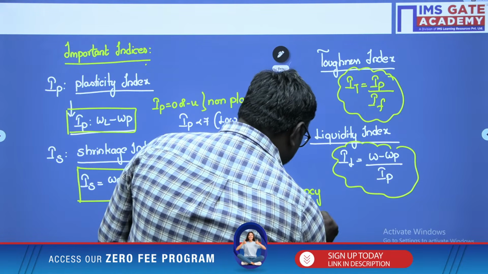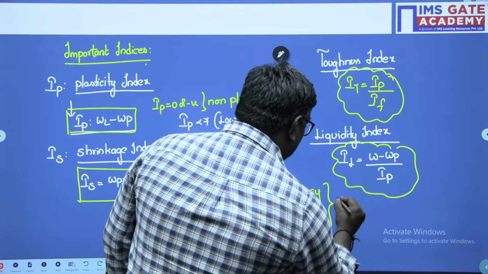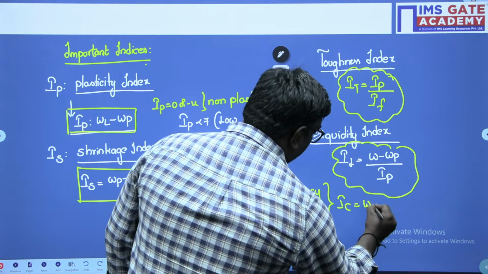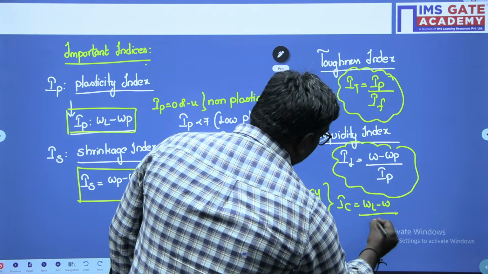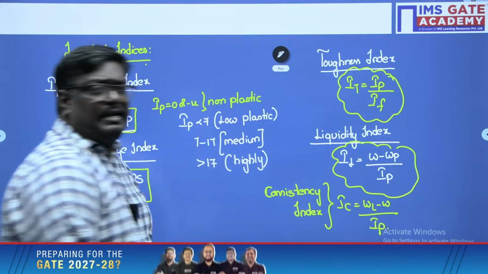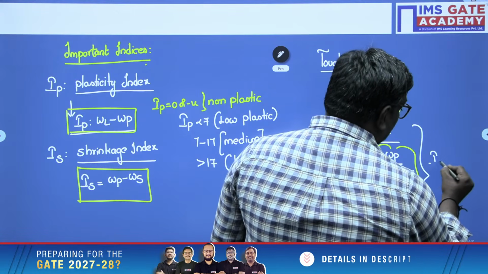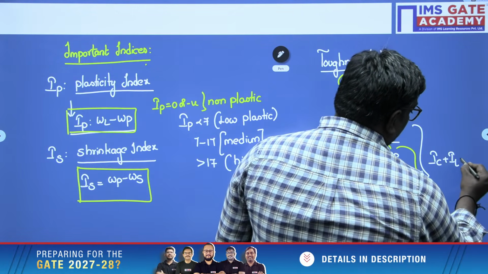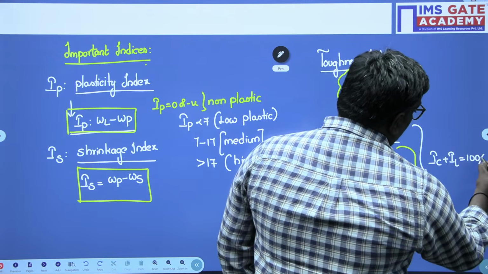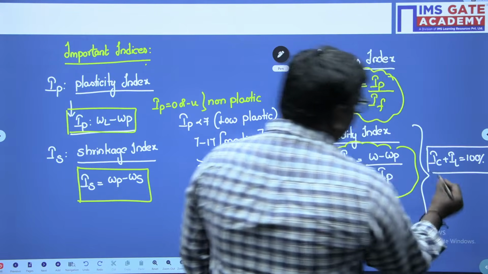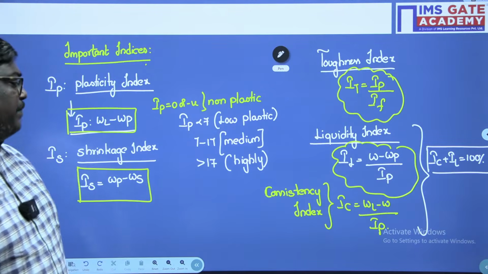Consistency index. What is consistency index here? IC is equal to (WL minus W) upon IP. Now, my dear students, please remember, consistency index plus liquidity index, IC plus IL, will always be equal to 1, or 100 percentile. So these are the important things.